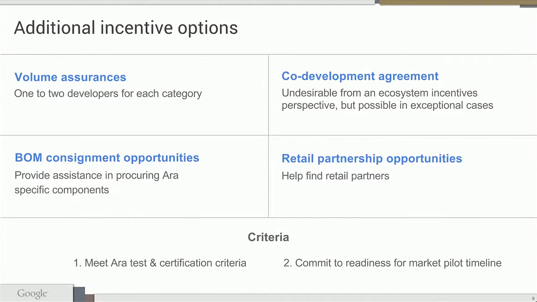Apart from limited volume assurances, we also plan to have co-development agreements. But if you think about it, Ara being an open ecosystem, co-development defeats the purpose of the open platform concept. So it's really not desirable, but there have to be some exceptional cases. It's extremely undesirable, but we are willing to sit and speak with you. Please reach out.